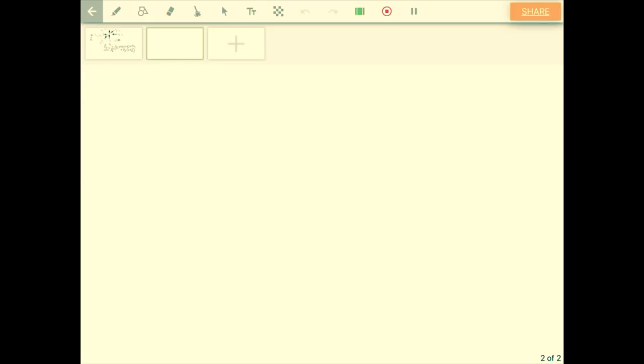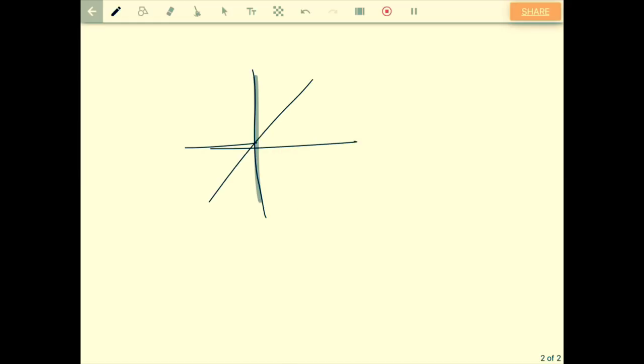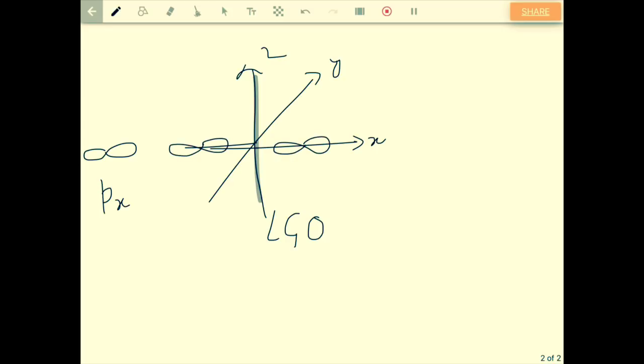So this is one ligand group orbital. Now we can consider the other ligand group orbital, the LGO which can combine with the px orbital. Now we can draw the px orbital. This is the x direction, this is the y direction, and this is the z direction. This is the LGO which can linearly combine with the px orbital of the metal.